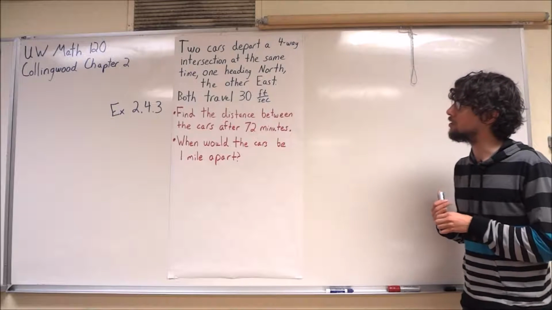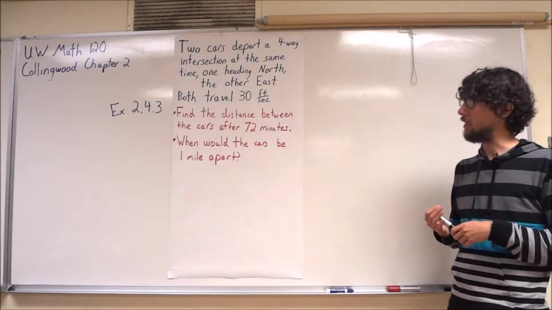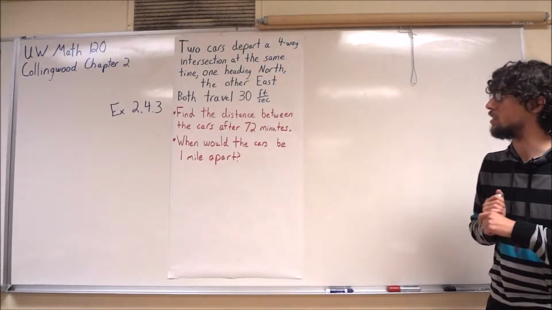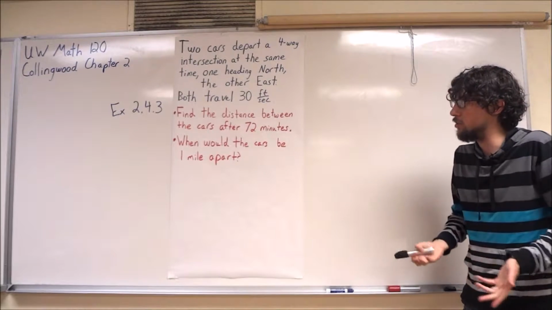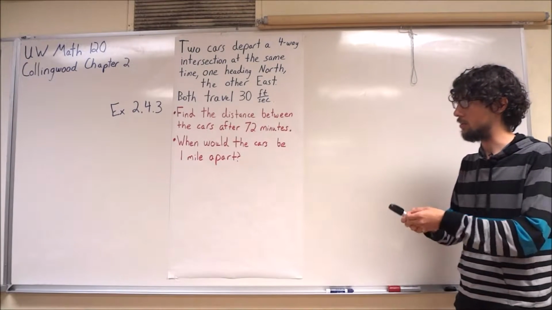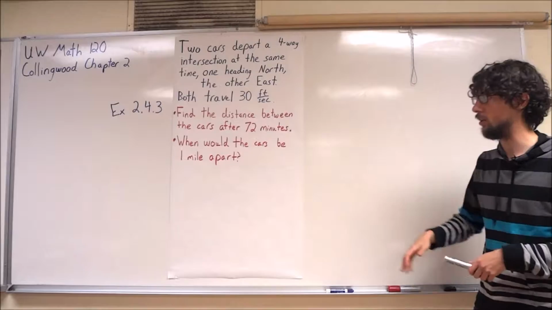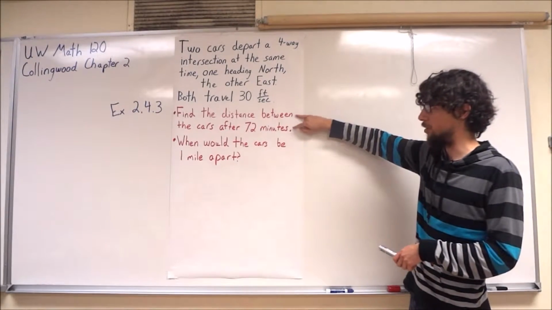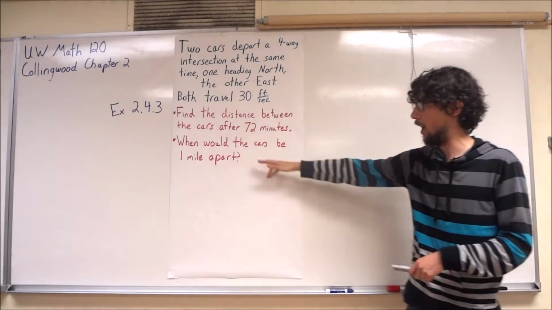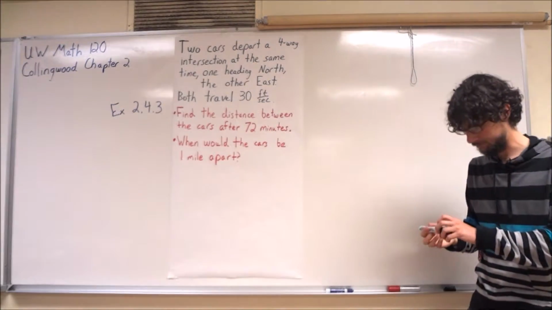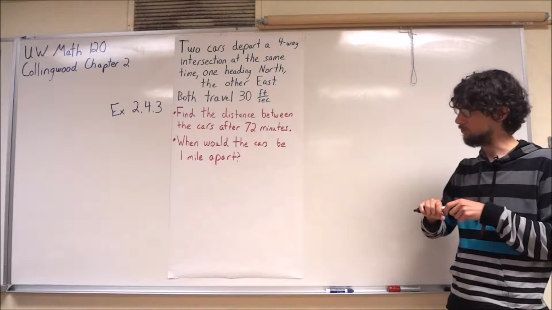We have two cars that are leaving a four-way intersection. One's heading north, one is heading east, and both are traveling at 30 feet per second. And we're asked to kind of model the distance between the cars. In particular, we're asked how far apart the cars are after 1 hour and 12 minutes. And second, we're asked when would the cars be exactly 1 mile apart.